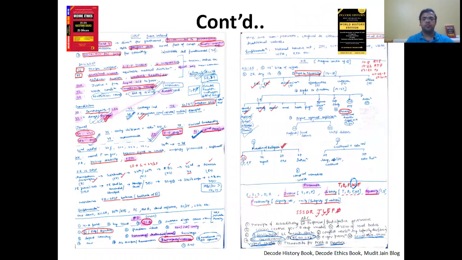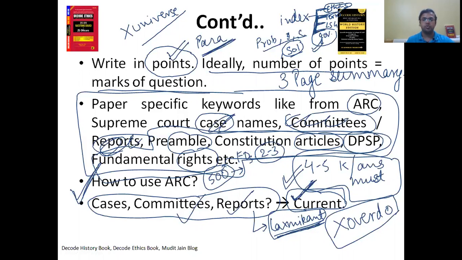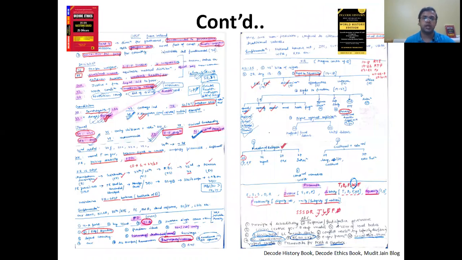Now, as I told you in the previous slide, I'll be telling you about the 2-3 pages of notes that you have to make. So these are the 2-page notes that I made for DPSP, fundamental duties, then fundamental rights, preamble, and ARC. All that these pages have are keywords.